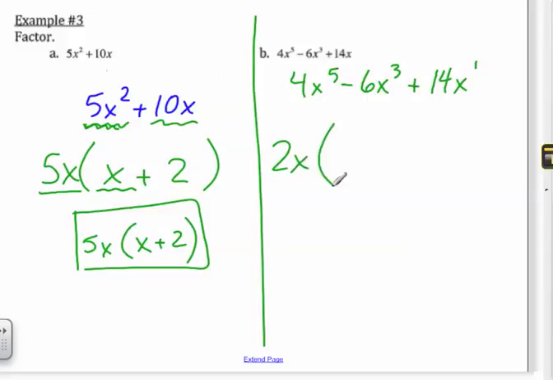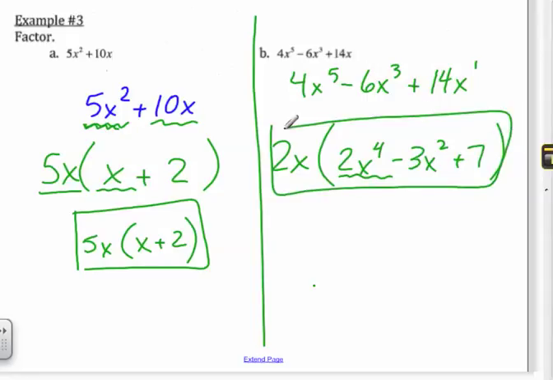All right, so I'm going to put 2x here. Now, 2x times what gives me 4x to the 5th? Gordy? 2x, not to the, oh yeah, to the 4th. Good. Excellent job. Austin, 2x times what gives me negative 6x cubed? 2x times negative 3x to the 2nd. Good. And then the last one, CB, 2x times what gives me positive 14x? Plus 7. Done. Now I have things that are being multiplied, and I might be able to cancel them.